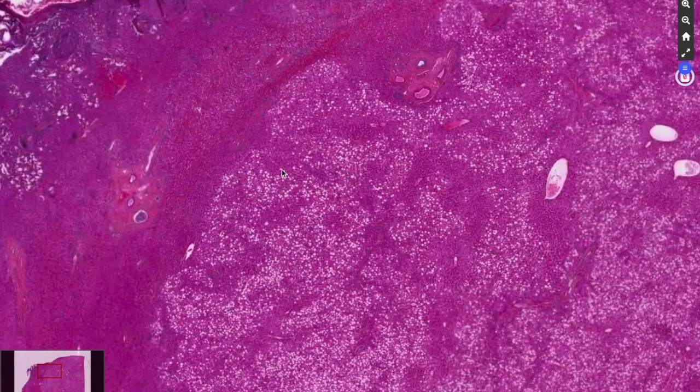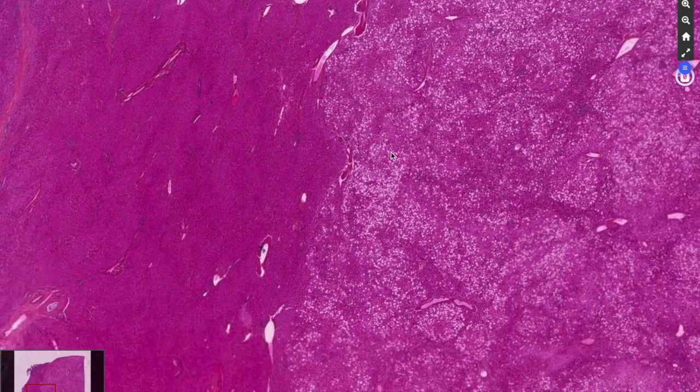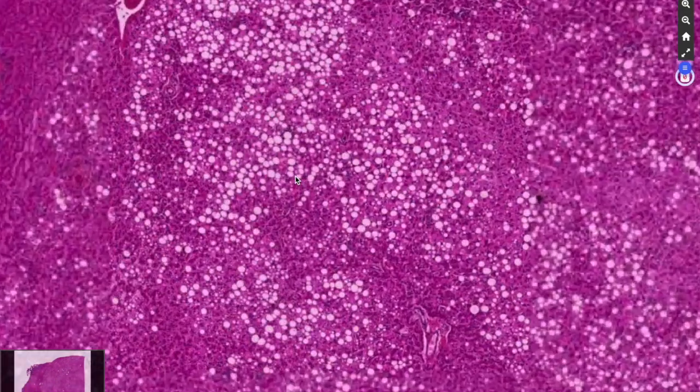So the tumor seems relatively well demarcated, and let's take first a look at the non-tumor liver. There seems to be some minor inflammatory infiltrates, some large portal tracts, and some dilated veins. Nothing else remarkable. And now take a look at the tumor.